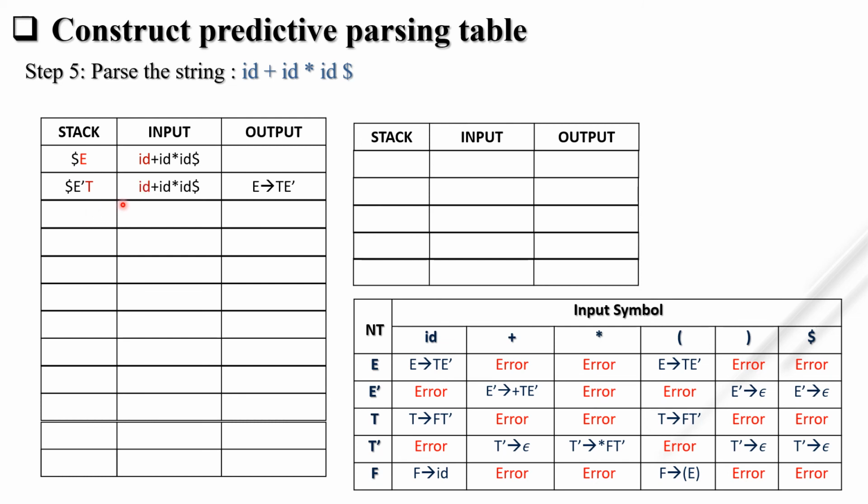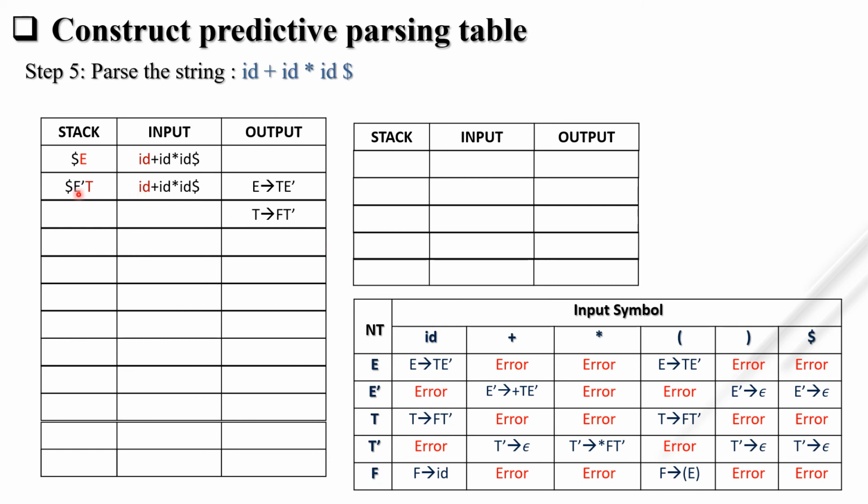What is our input string? ID plus ID into ID dollar. Now we have to check this T with ID in the table. So what we get? T tends to F T dash.